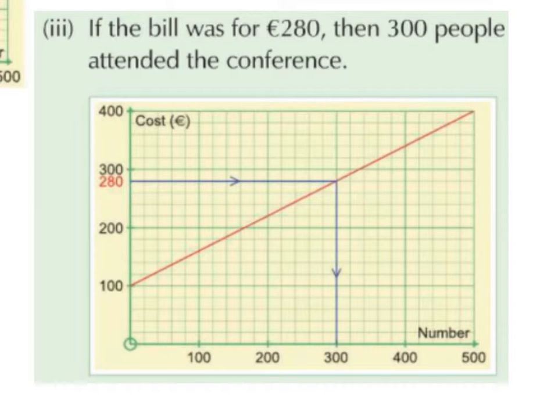Likewise, if we got a bill for €200 and we wanted to know how many people attended, we would draw a line across until we touch our graph and a line down, and we would see that we are at this point here, and again we're going up in 20s. So if this is 100, this is 120, 140, 160. So this tells us that there were 160 at the conference if we had a bill of €200.